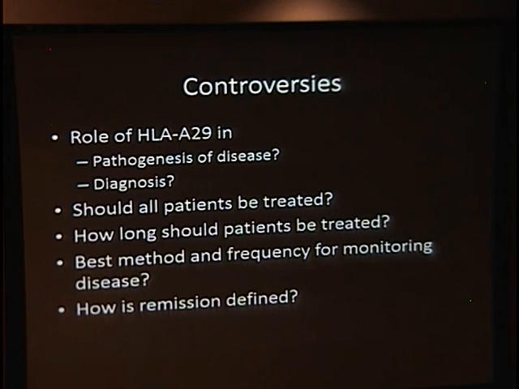And we're talking about putting patients on these for a very long period of time. They're not going to be on them for 3 months and then stop. We're talking about years of treatment. How long should patients be treated? And what's the best method and frequency for monitoring the disease? At this institution, we tend to follow them with fields and ERGs and seeing them in clinic. And how is remission defined?